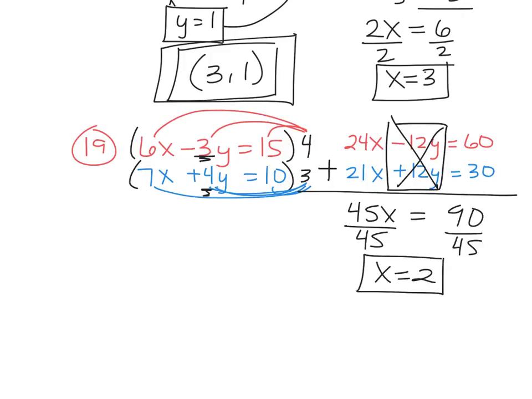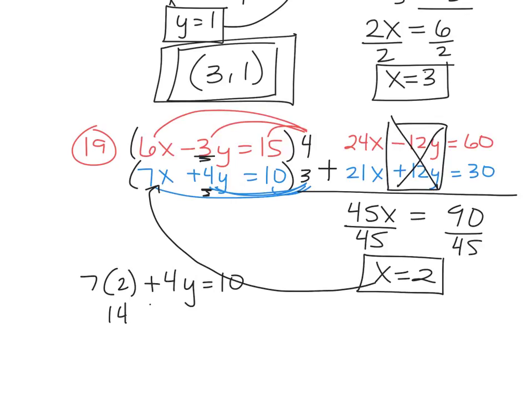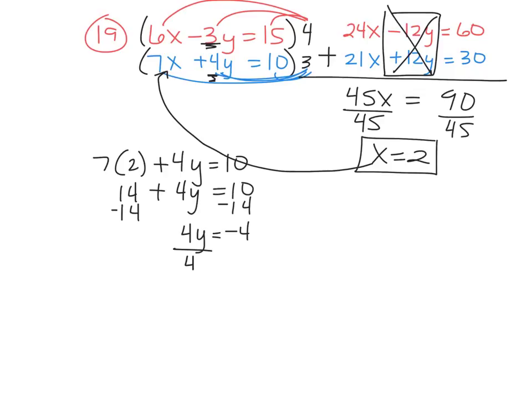Okay, and then you can go back to any of your 4 equations now and plug it back in. We'll just do this one. So 7 times 2 plus 4y equals 10. So 14 plus 4y equals 10. Take away the 14, so you get 4y equals negative 4, and then divide by 4, so y is negative 1. So your answer is 2, negative 1.